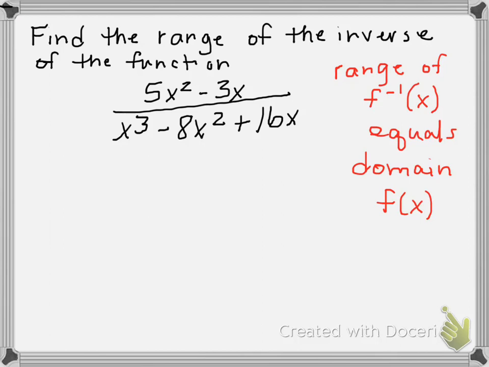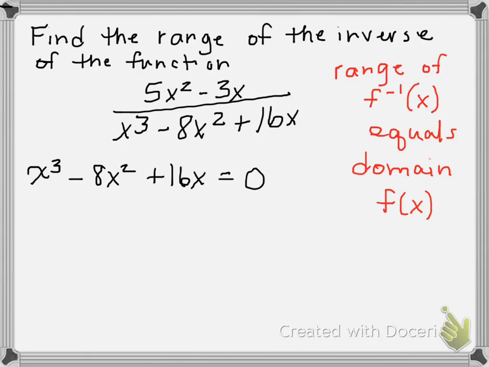Now, since this is a rational function, that means to find the domain, we need to first figure out what can't be in the denominator. So to find the domain, we always look to the denominator, and you want to set the denominator equal to 0. So here our denominator is x cubed minus 8x squared plus 16x equals 0.